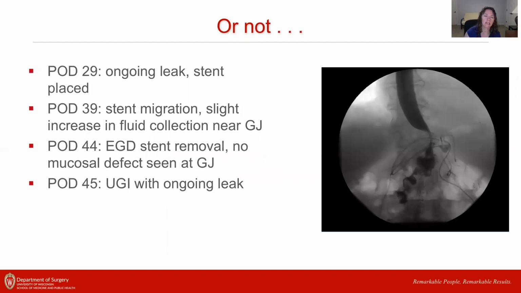So post-op day 29, she had a repeat upper GI. She still had an ongoing leak, and therefore a stent was placed across that leak. Post-op day 39, she had repeat imaging that found stent migration into the roux limb and an ongoing leak. I met her on post-op day 44 and went and got her stent endoscopically out of her roux limb and could not find a mucosal defect at her GJ anastomosis. It had been a few days, so I elected to restudy, and this is the result. There's a small pocket of extravasated contrast next to the GJ.